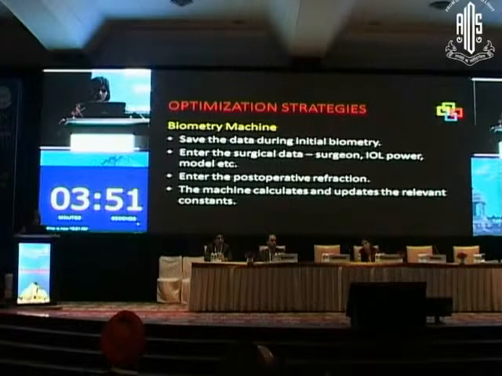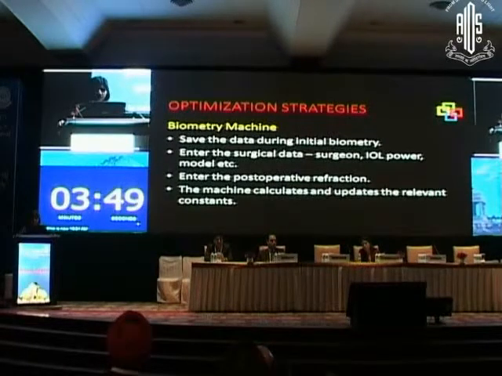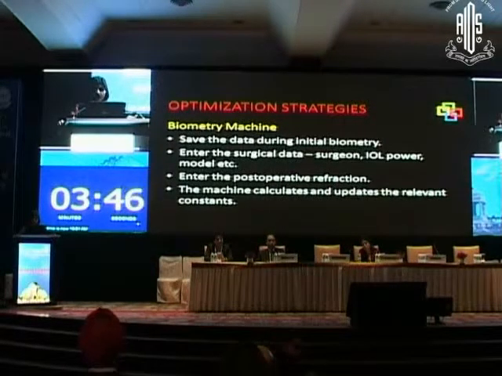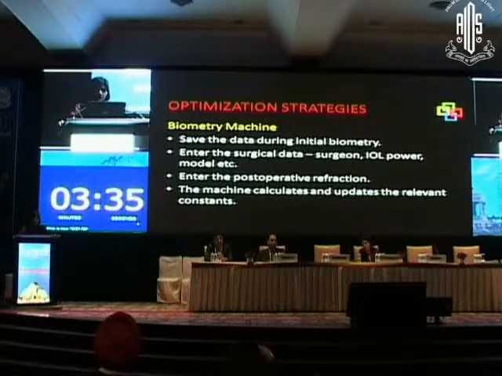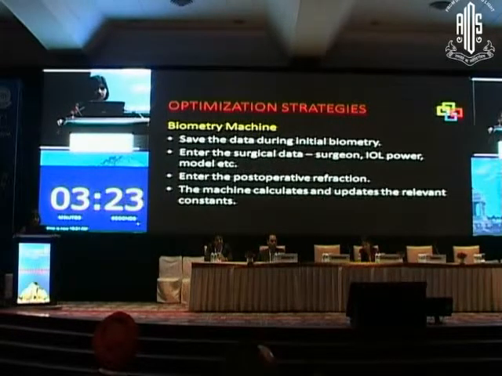Each machine has its own parameters, but on my particular machine, it starts giving me results after I have input 10 cases of a particular IOL for one surgeon. After that, I don't have to do anything. I just put my data in and the machine calculates the new A constant and gives me the IOL results based on those new constants. So it will be different for different machines. You need to go back, check the manual that comes with your machine and see how many cases are required.